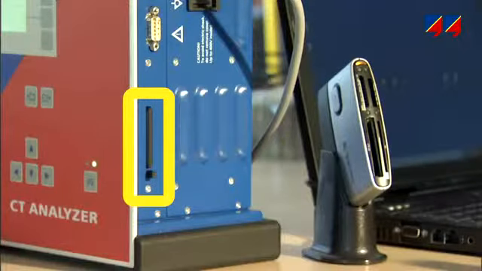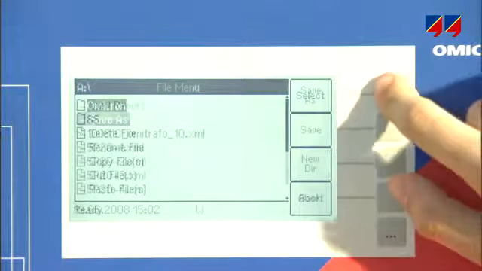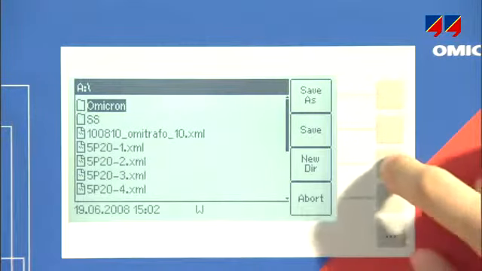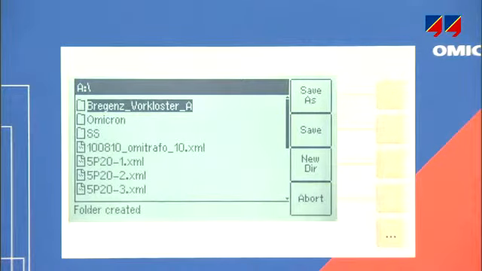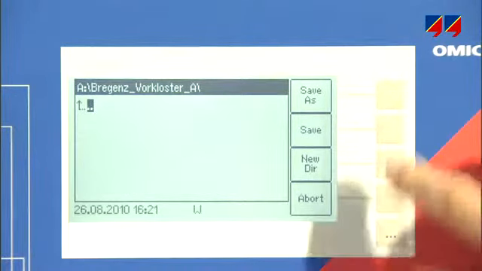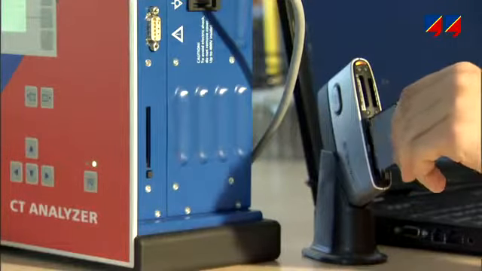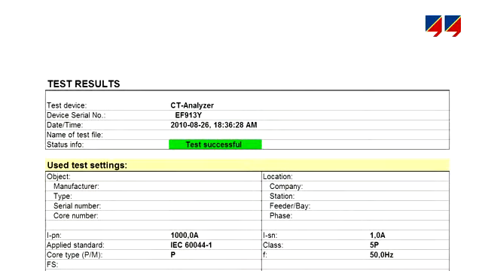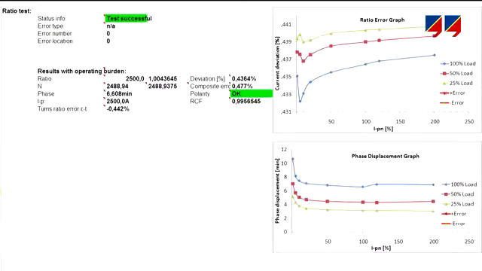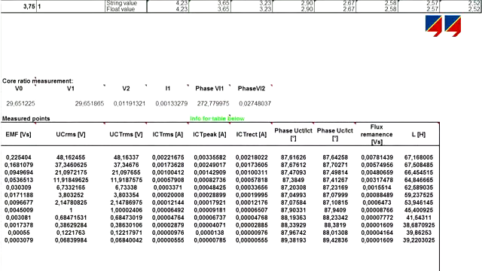Measurement results are stored on a flash card capable of holding hundreds of measurements. Automatic suggestions for directory structure and file name, derived from the station and feeder name and CT serial number, speed up test execution and assist in subsequently finding the test results. The results can be transferred to a PC for storage and reporting. Using customizable templates, measurement results can also be imported into Excel for reporting or advanced analysis by experts.